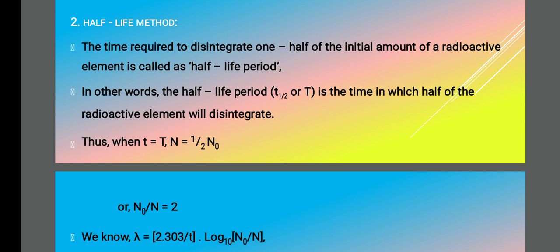So small t can be written as capital T or T half, and N is equal to N0 by 2. I'll repeat. So t is equal to T half, and N is equal to N0 by 2. Using this, we get N0 by N equals 2. Bear this in mind. We can modify N equals N0 by 2 and write it as N0 by N equals 2.